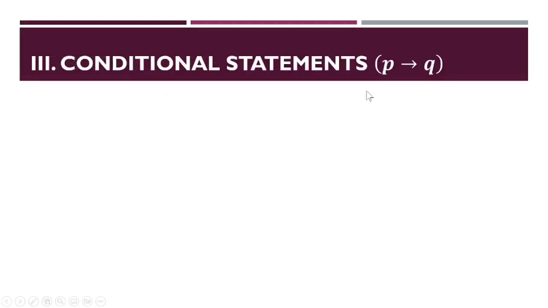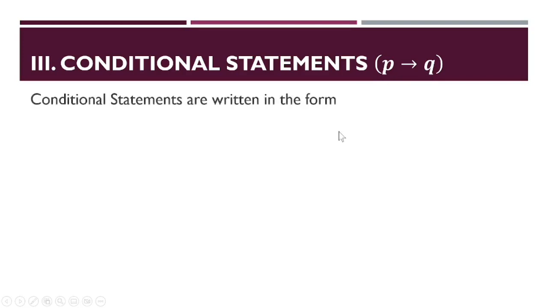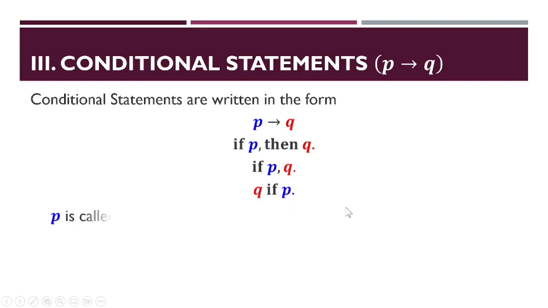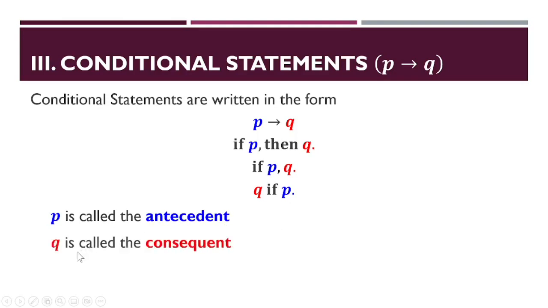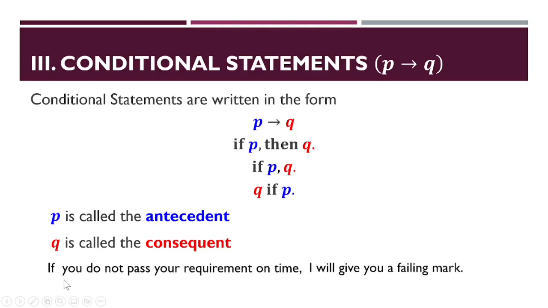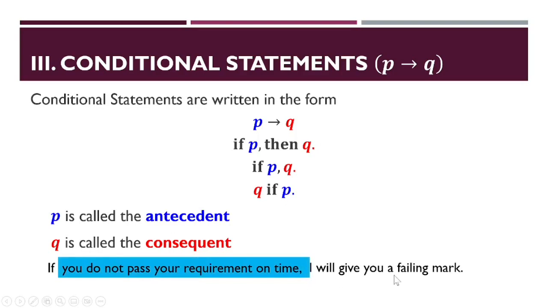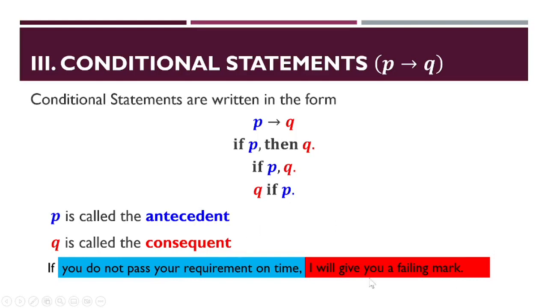Now let's focus on the conditional statements, P implies Q. Conditional statements are written in the form P implies Q, if P then Q, if P, Q, Q if P. P is called the antecedent or the action. Q is called the consequent or the result of the action. For example, if you do not pass your requirement on time, that is the antecedent. I will give you a failing mark. That is the consequent. As you can see, for every action, there is a consequence.